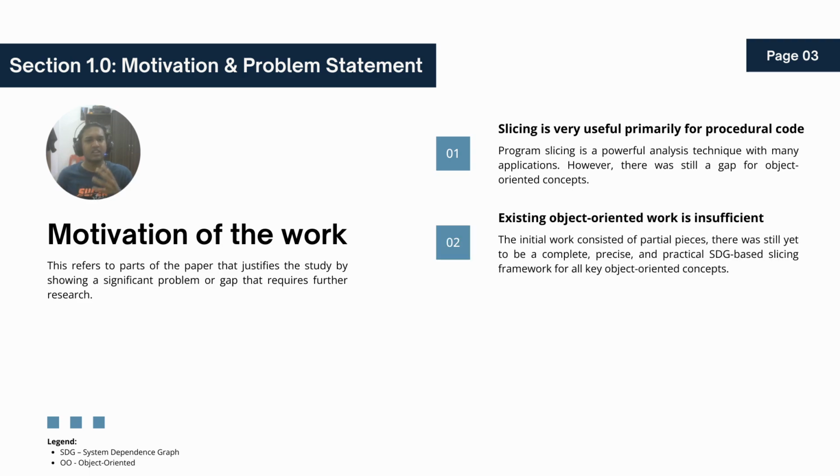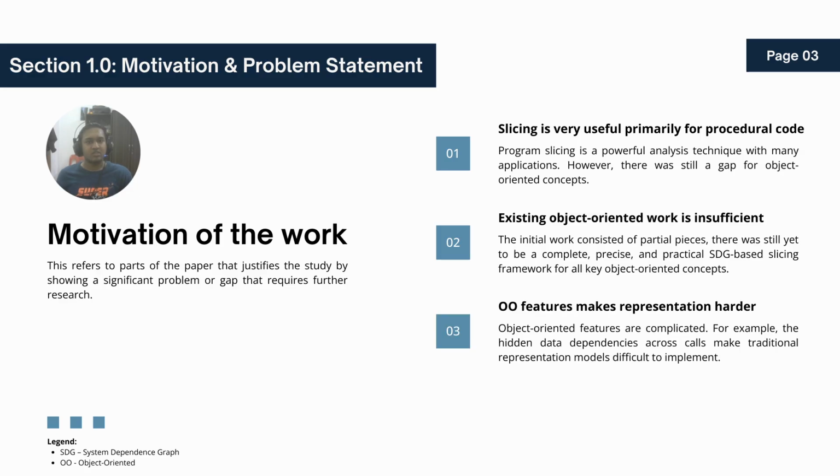Secondly, existing object-oriented work is incomplete. Some researchers had started extending dependence graphs for object-oriented languages, or had added features like exceptions or modules. But the key point is that none of the existing work had provided a complete, precise, and practical SDG-based slicing framework that handled all major object-oriented features together. In other words, only partial pieces existed. Nobody had solved the full problem in a way that was both theoretically correct and workable in practice.